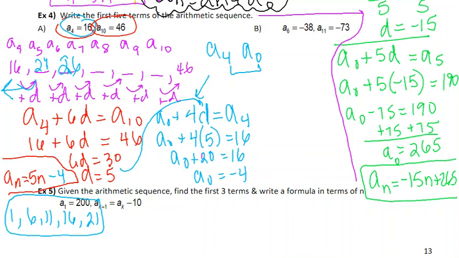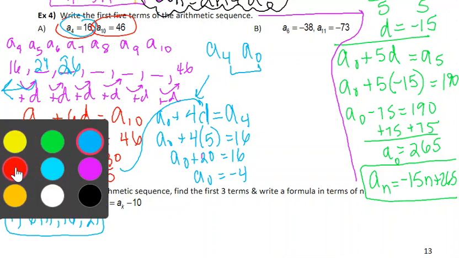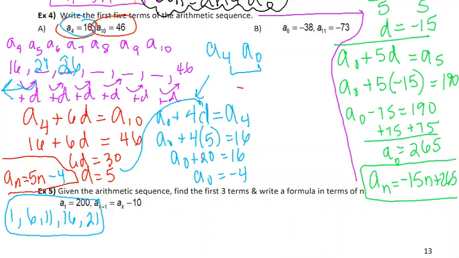If you want to go ahead and try B yourself, I'm not going to do all the work, but the answer there is negative 3, negative 10, negative 17, negative 24, and negative 31. I don't really have any space there.